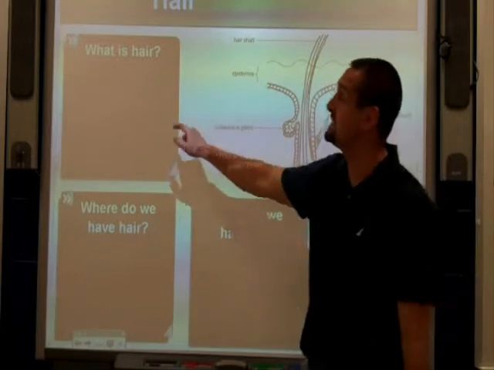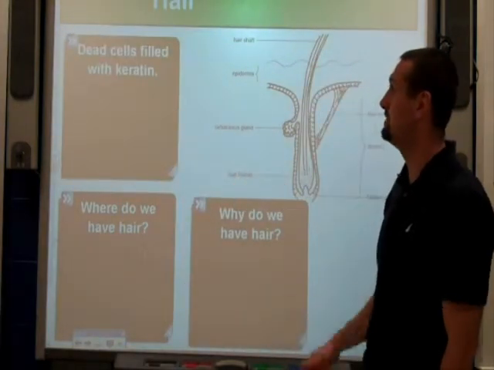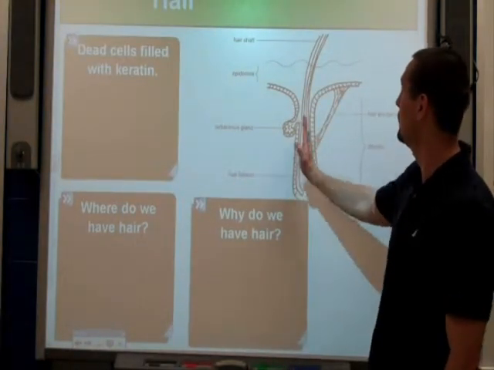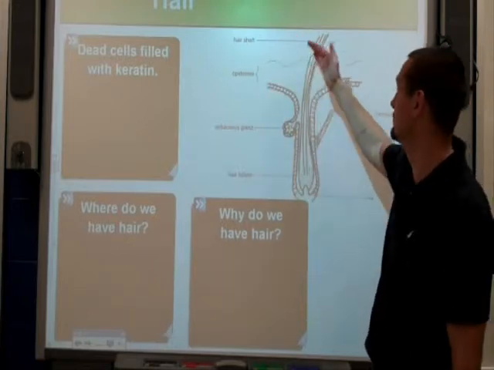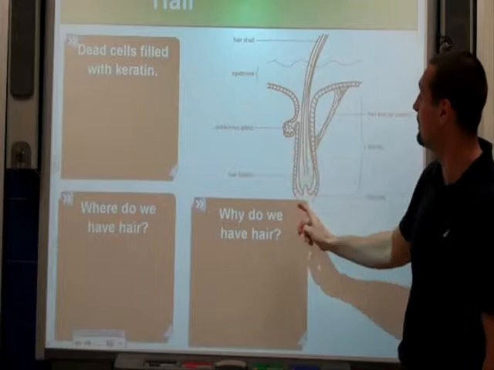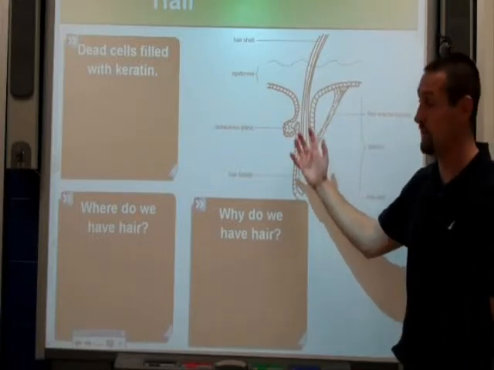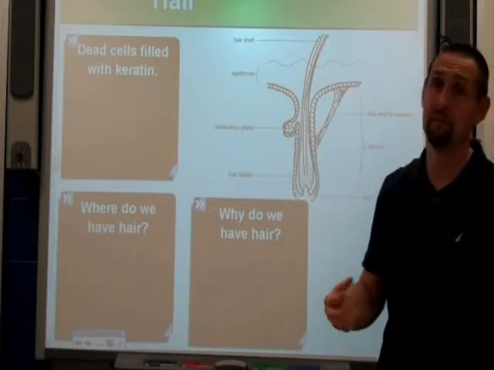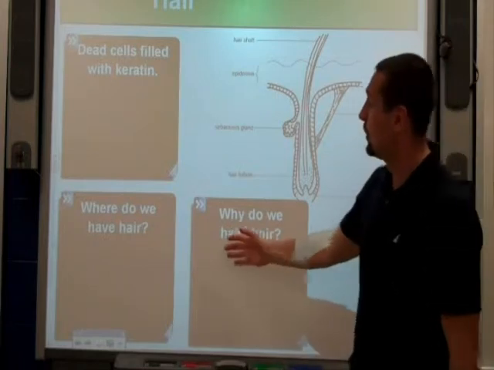Hair is basically dead cells, cells filled with keratin, and they're formed here in the follicle and then pushed up, so that's hair growth. So when we cut the hair, it's just dead cells, we don't feel it. When we pull the hair, then we feel the nerve ending here in the root and follicle, and that we actually feel.